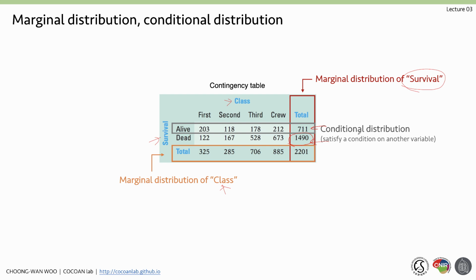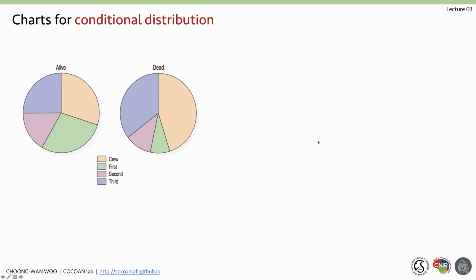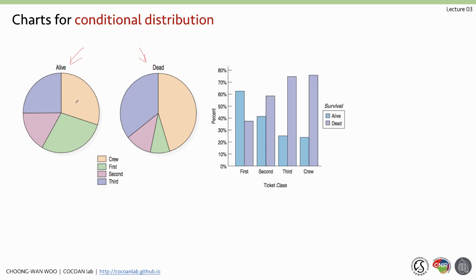And this is a conditional distribution. It satisfies a condition on another variable. So this is showing alive conditional on classes. Okay. So this is a conditional distribution. So we want to make a chart for conditional distributions. You can divide the total population into 2 groups, alive and dead, and then show the proportions of the classes. Or you can use 2 different bar plots.